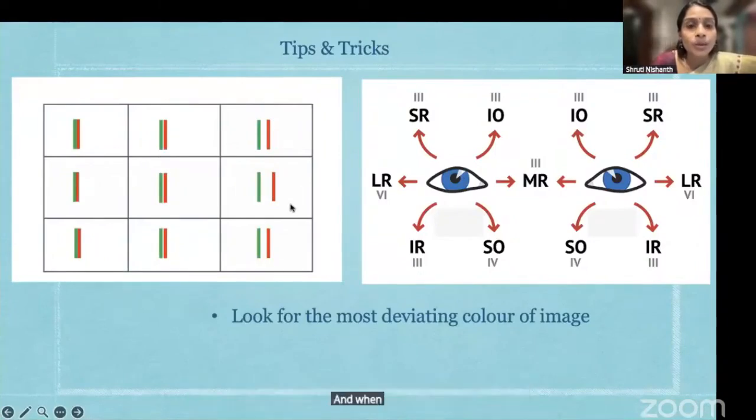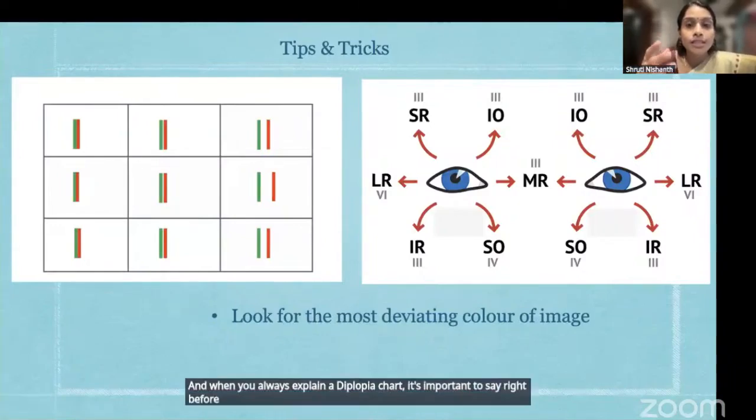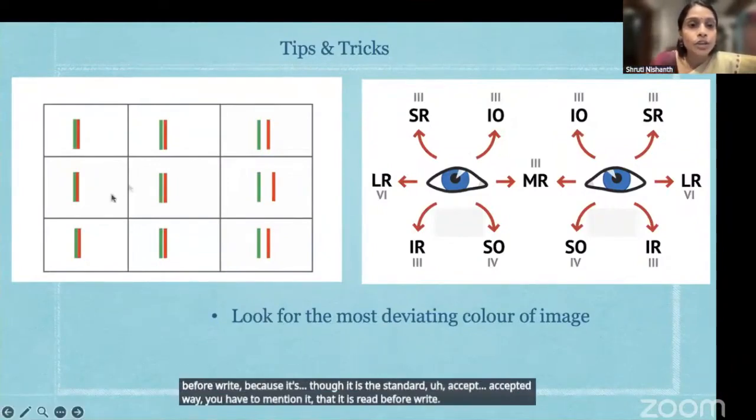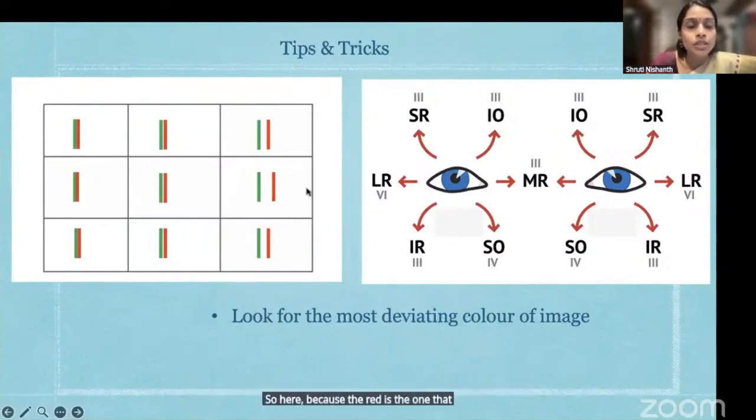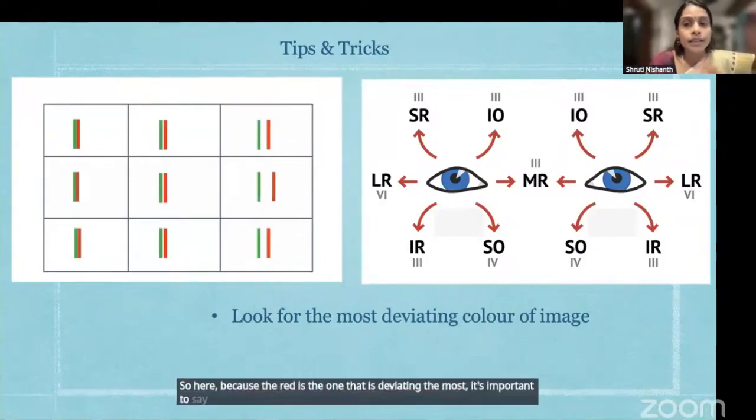And when you always explain a diplopia chart, it's important to say red before right, because though it is the standard accepted way, you have to mention that it is red before right. So here, because the red is the one that is deviating the most, you immediately know the red is the right. So the right eye, whatever is going on in the right eye.